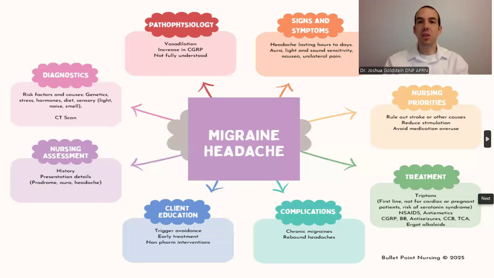Looking over to the other side, we have our nursing priorities. Number one is going to be to rule out something more serious, something like a stroke. So we want to possibly get a head CT, and we're going to be especially concerned about that if the patient has a history of migraines, but they say this is different than all other migraines, or if a patient says this is the worst headache I've ever had in my life, or if the patient's having neurological deficits, or just anything that's really out of the ordinary for them in their typical migraine, we want to rule out other causes.